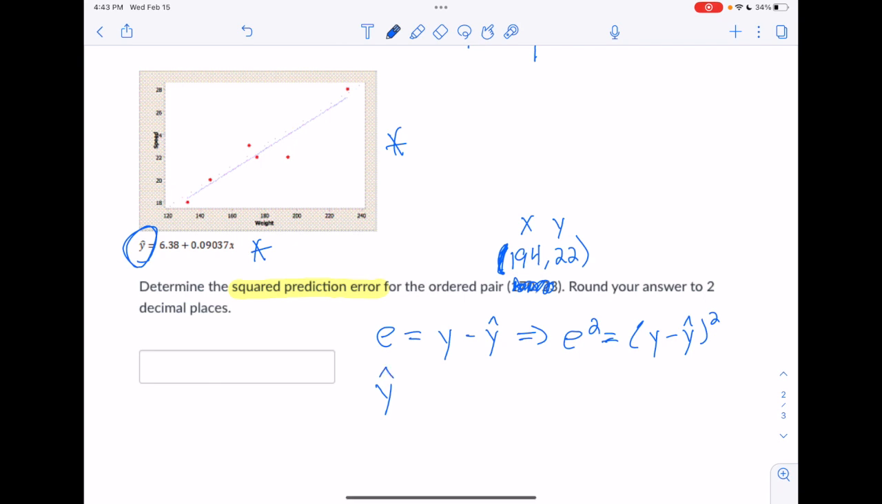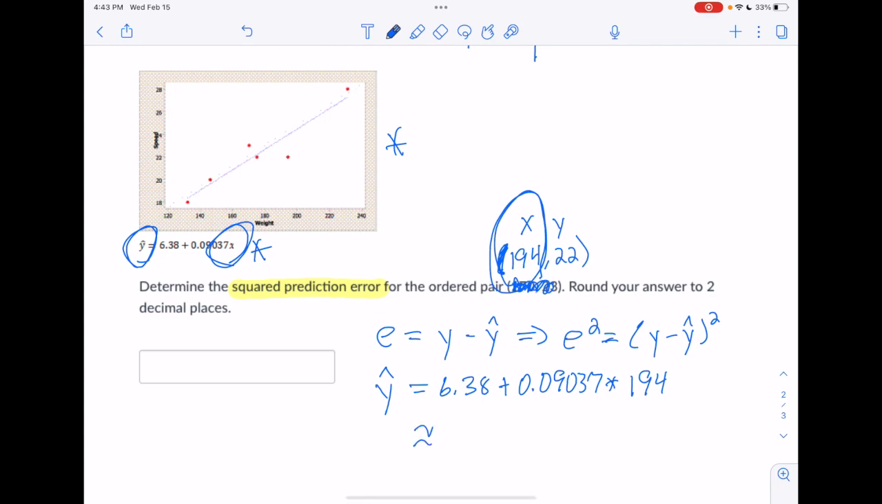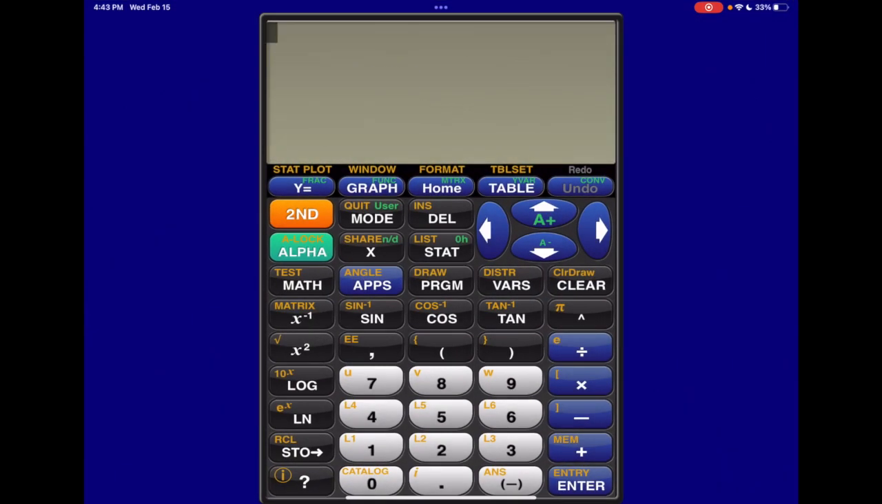So our y hat comes from taking the equation they gave us, 6.38 plus 0.09037, and then the equation says times x, but we're going to put times the x from our ordered pair, which is that 194 right there. And we'll put that into the calculator to get an approximation for our y hat. So switching over to the calculator, we're going to want to just type in what we just wrote down. So 6.38 plus 0.09037 times the x value from our ordered pair, which is 22.